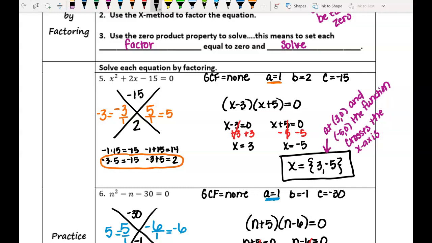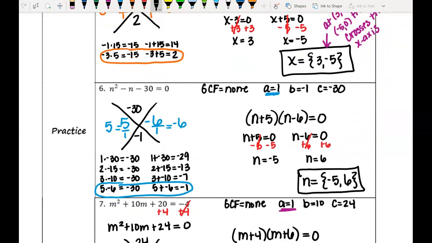These first couple were already equal to 0, so we didn't have to worry about that. We went in, there was no GCF, so we identified A, B, and C. We set up our X, found our factors. Then we wrote those factors here in parentheses equal to 0. And then we used that zero product property where we took each factor individually, set it equal to 0 to find out what the responses would be.